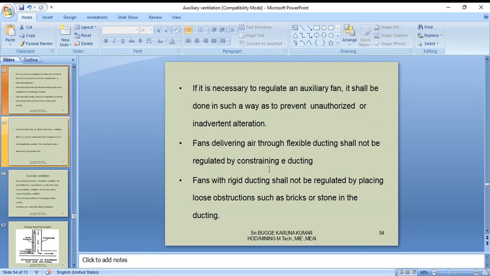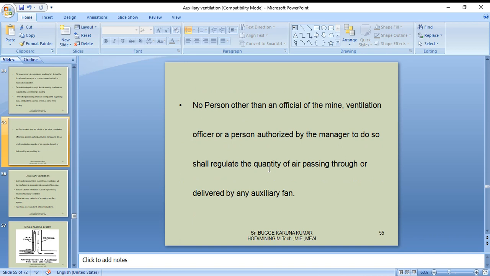If it is necessary to regulate an auxiliary fan, it shall be done in such a way as to prevent unauthorized or inadequate alteration. A fan delivering air through flexible duct shall not be regulated by constricting the duct. A fan with rigid ducting shall not be regulated by placing loose obstructions such as bricks or stones in the ducting. So that is also important.